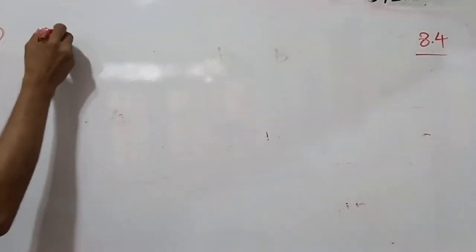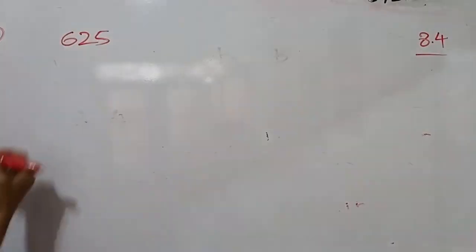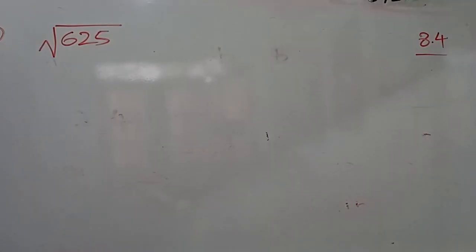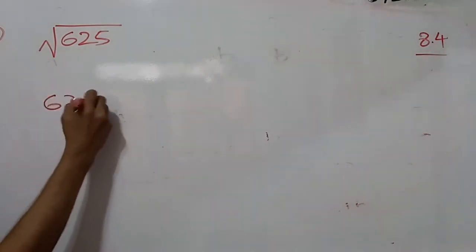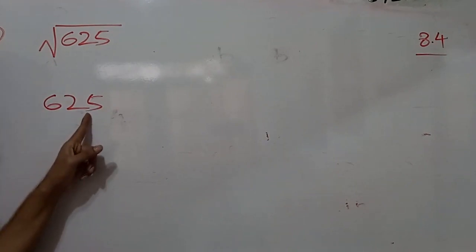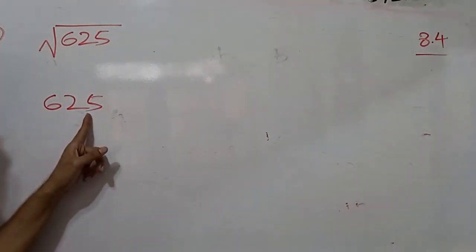So just as before, we will use the observation method. So we have to find the square root of 625. Actually, here we will use two methods, right? So first of all, we will try to find the square root of 625 by using the observation method. So 625, okay? The digit on the ones place is 5. So this can be a perfect square.